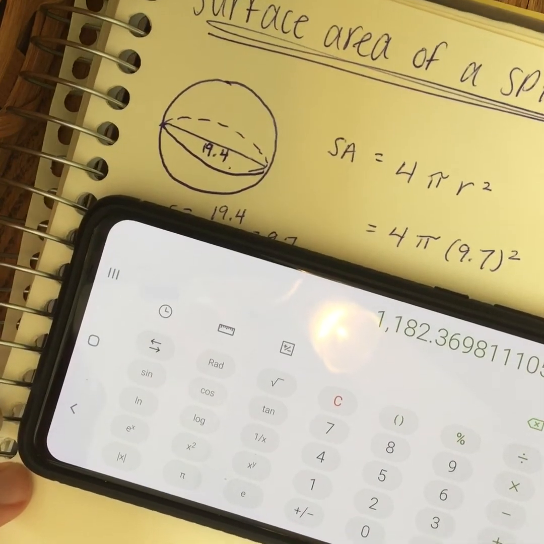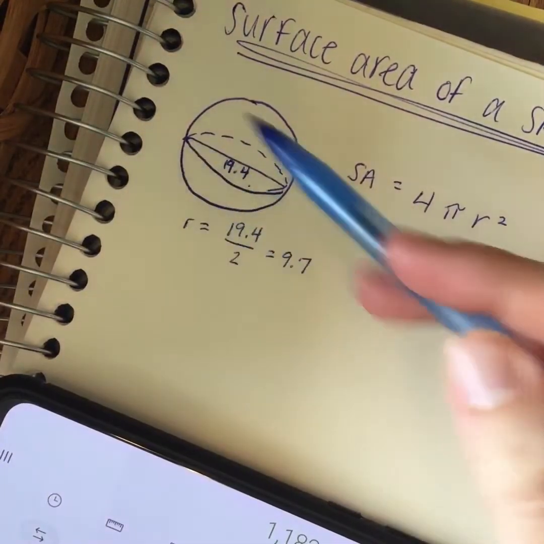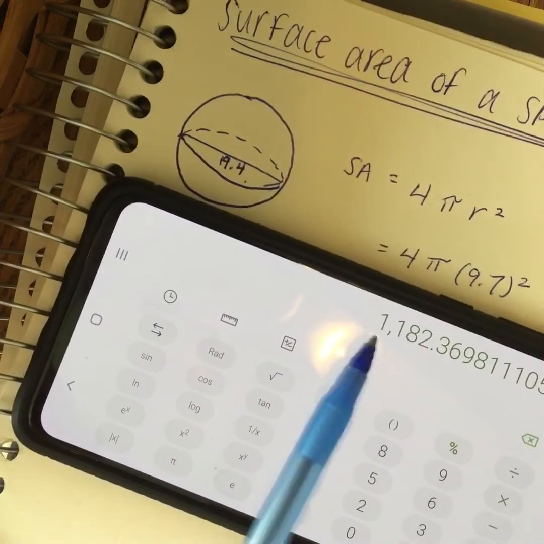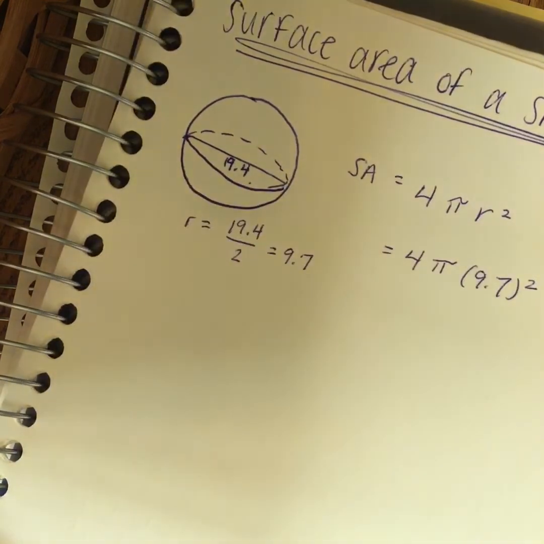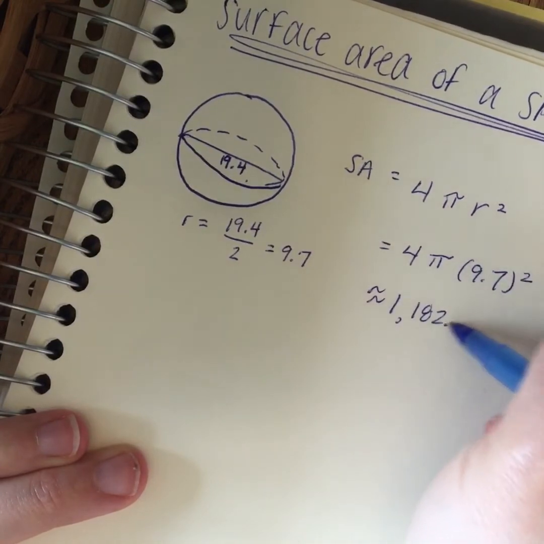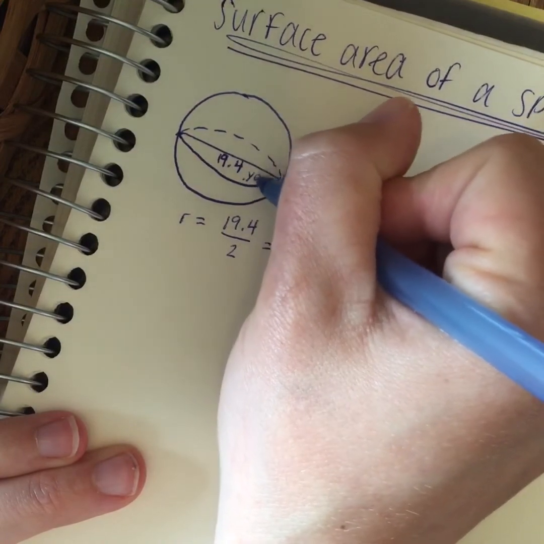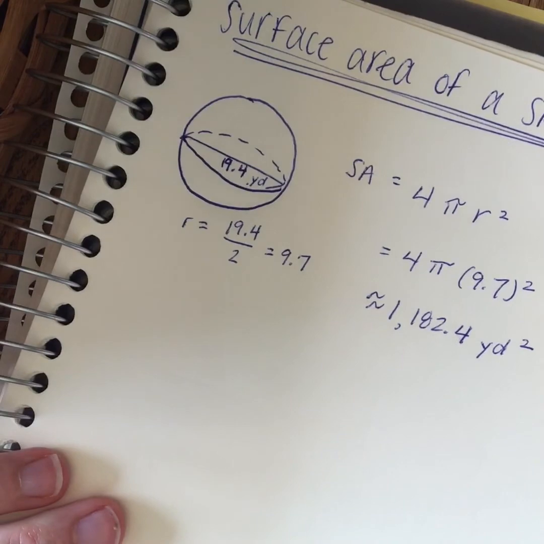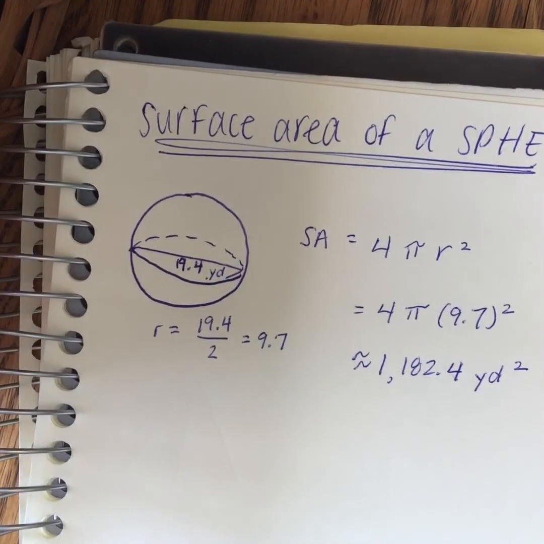There we go. It's gonna seem like a really big number, but you have to understand it's the area if we were to paint or wrap this whole sphere. So it's a lot, okay? So we've got 1,182.4-ish. I didn't give you a unit. Let's do yards. This is a massive sphere. 1,182.4 yards squared. That's it. I'll post a picture so you can screenshot it.